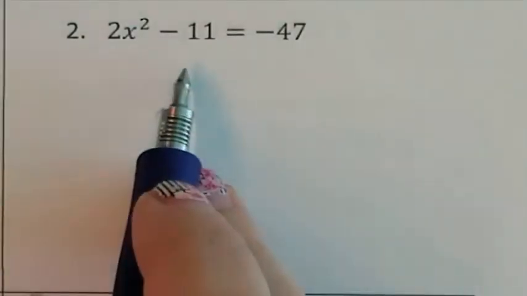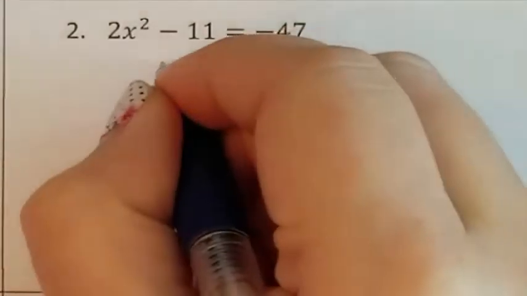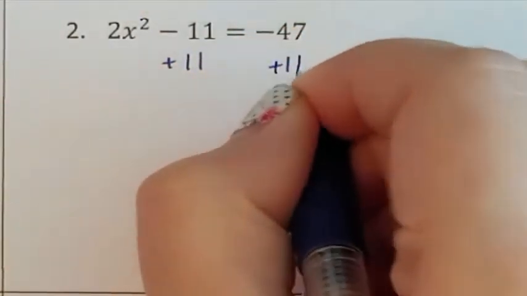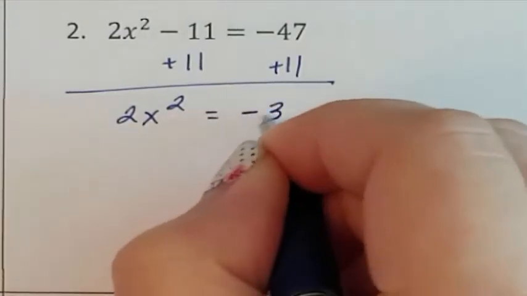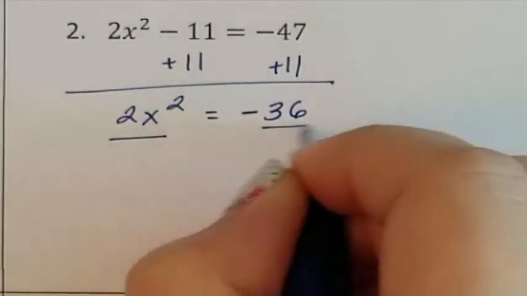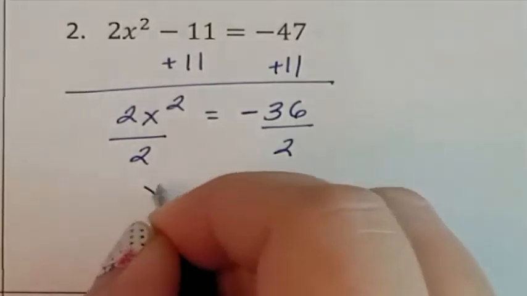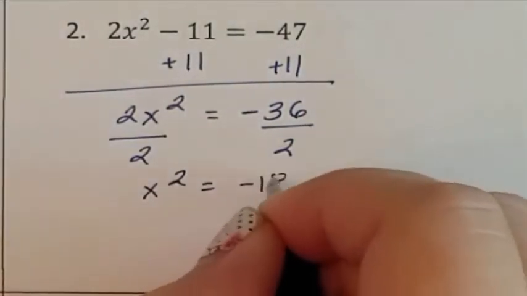Solving problem number 2, I want to get this x squared by itself. So I'm going to add the 11 to each side. So I get 2x squared equaling a negative 36. I need to divide both sides by 2. So I get x squared equaling a negative 18.